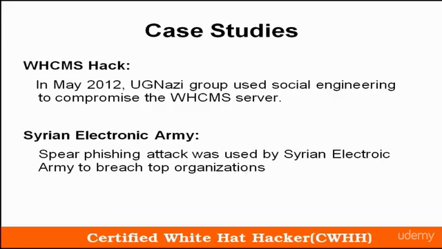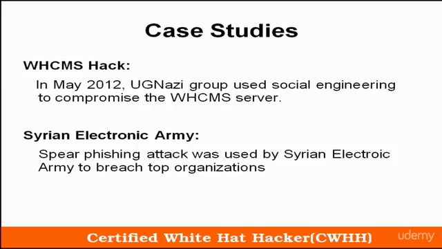First, let's look at the WHCMS attack. In May 2012, UG Nazi, a very infamous hacking group, used social engineering to compromise the WHCMS server. What they did was they social engineered HostGator employees, which is the web host of WHCMS, and gained access to their servers. They ended up leaking about 1.7 GB of data.